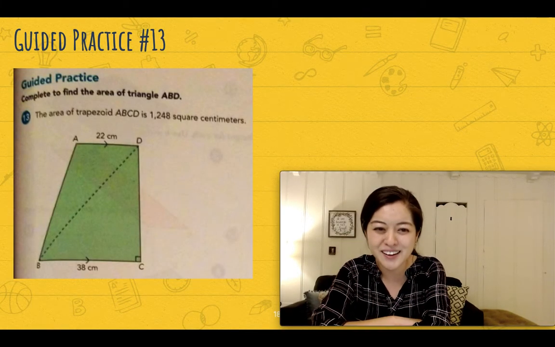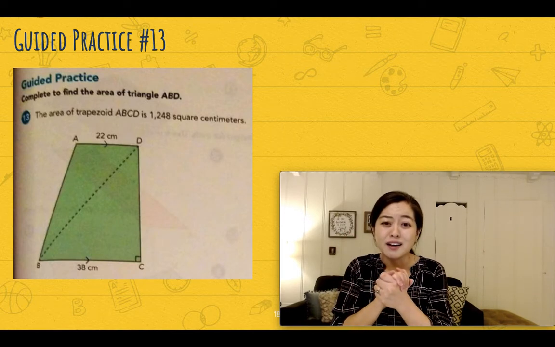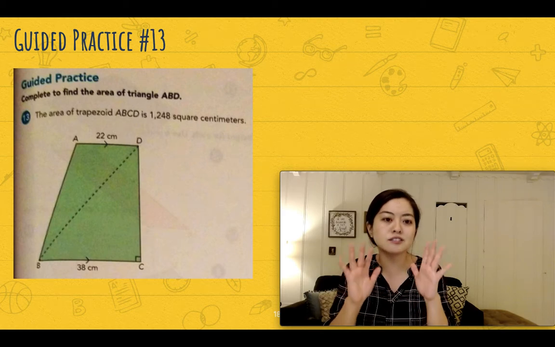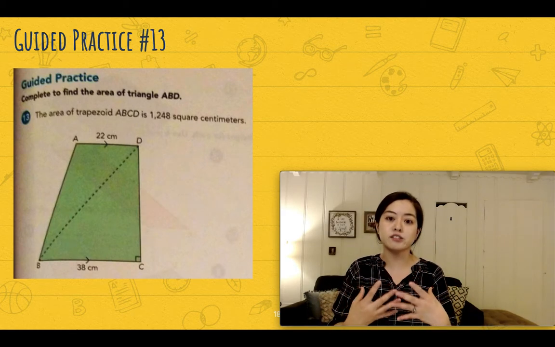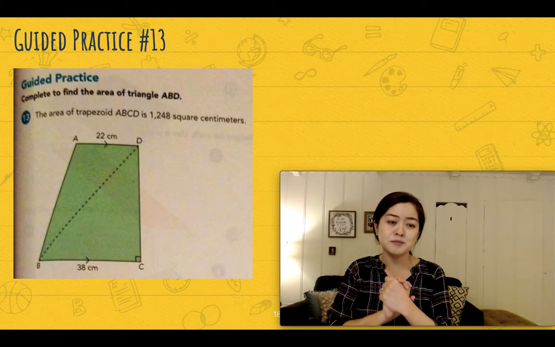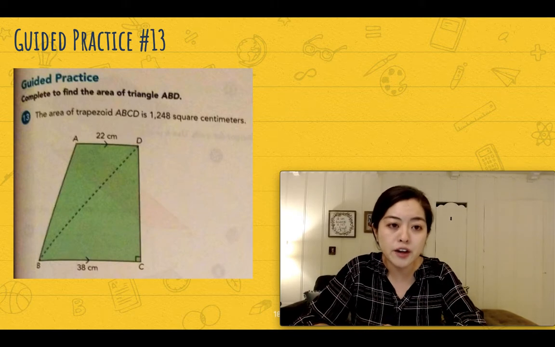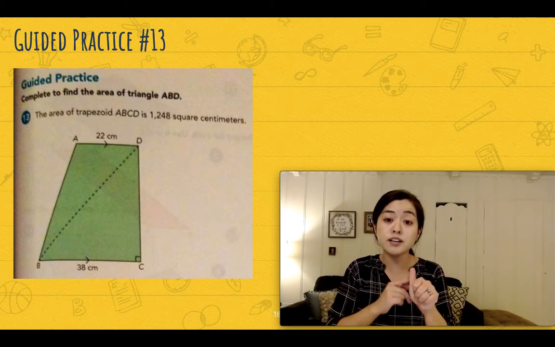Alrighty, welcome back. So before we begin, what I want to do is I want to take some time to understand what I'm seeing. I want to understand my trapezoid. Okay, so let's just talk about it together. Now it says the area of trapezoid ABCD is 1,248 square centimeters. So they're giving us the area.